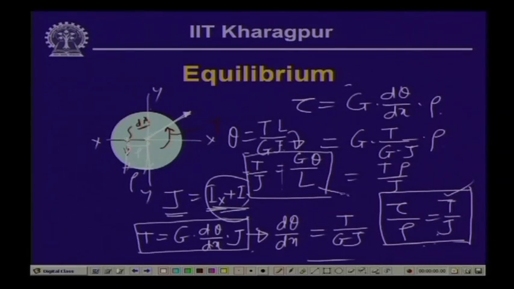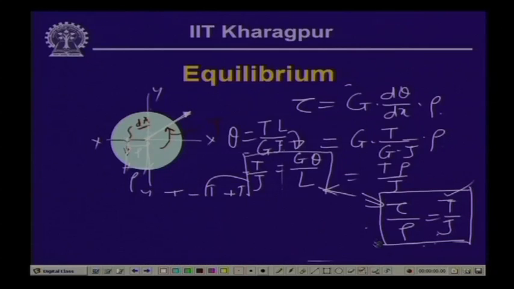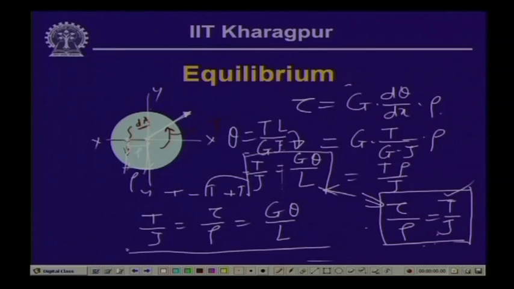So, combining these two, we can write down the expression which we call the torsion formula as T by J is equal to tau by rho is equal to G theta by L. This we call the torsion formula, which relates the shear stress with the twisting moment and also the angle of twist over the length of the member.